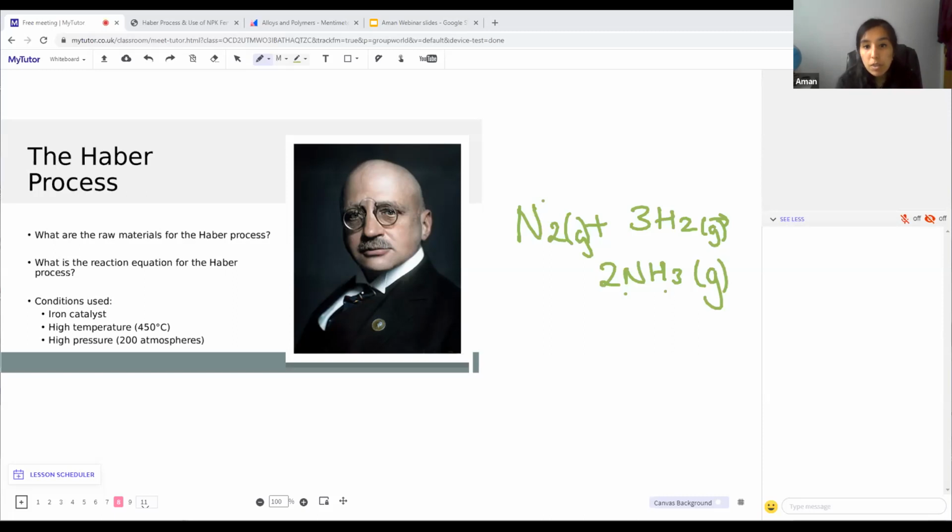And someone has told me that hydrogen comes from natural gas. Excellent. So hydrogen comes from natural gas. And anyone wondering, because I know I struggled with this at school, natural gas is actually methane, so CH4. So natural gas is methane. So well done to the person that put that in the chat. So nitrogen comes from the air and hydrogen comes from natural gas, which is methane.